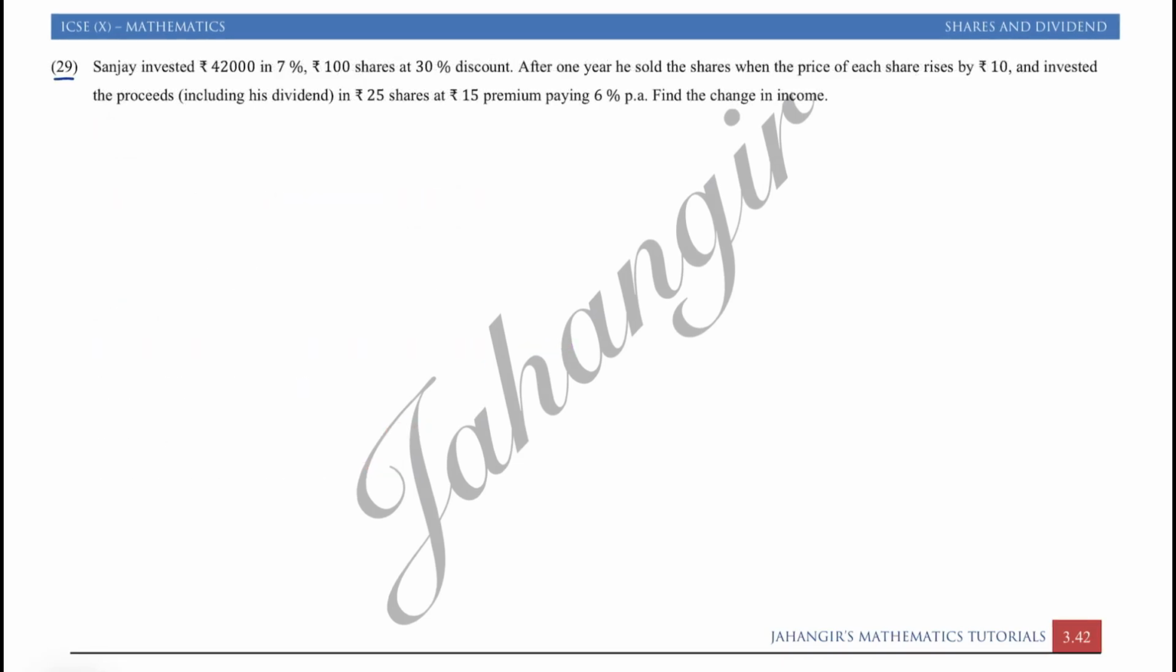Question 29. Sanjay invested rupees 42,000 in 7% rupees 100 shares at 30% discount. After 1 year, he sold the shares when the price of each share rises by rupees 10 and invests the proceed including his dividend in rupees 25 shares at 15 rupees premium, paying 6% dividend. Find the change in income. Here again we have two cases. First of all, mark this sum as an important question. Now we will write case 1.